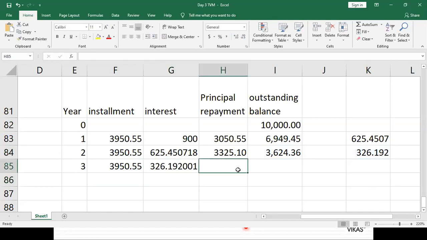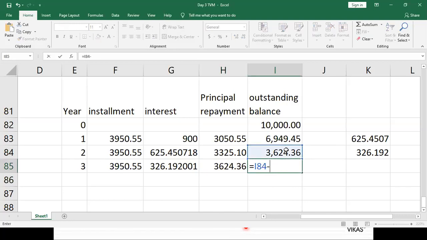And now we calculate the principal payment, prepayment. This is the installment. We deduct interest and 3,624. Then outstanding balance equals outstanding balance at end of year 2, deduct capital repayment paid during the period, which is 3,624. Balance, see, right? So this is the loan amortization schedule, right? Any questions?